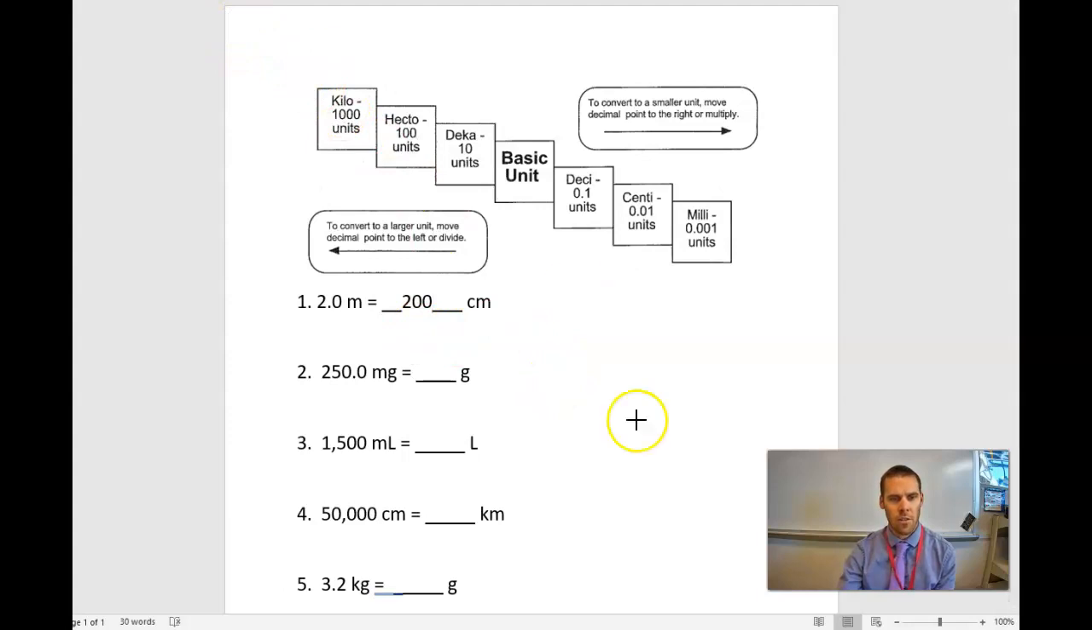Conversion number 2, I have 250 milligrams. I want to convert that to grams, so go ahead and give that a shot on your own. Alright, let's talk about how to make this conversion.